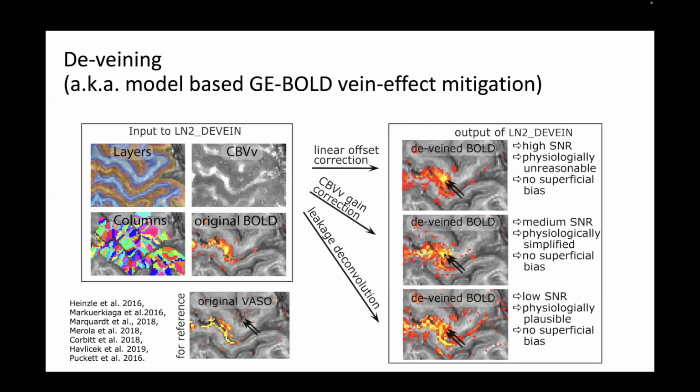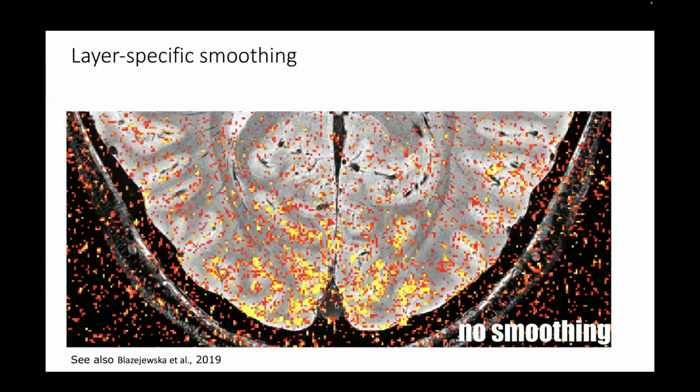Then you can also try to scale it with the gain, and then also try to deconvolve it spatially. And for each step, you see that you are removing a lot of signal that you originally had in gradient echo BOLD, which makes the activation maps a bit noisier. And this is called deveining, to get rid of the vein effects.